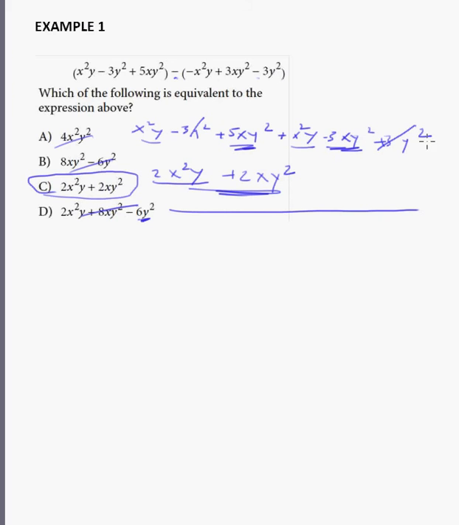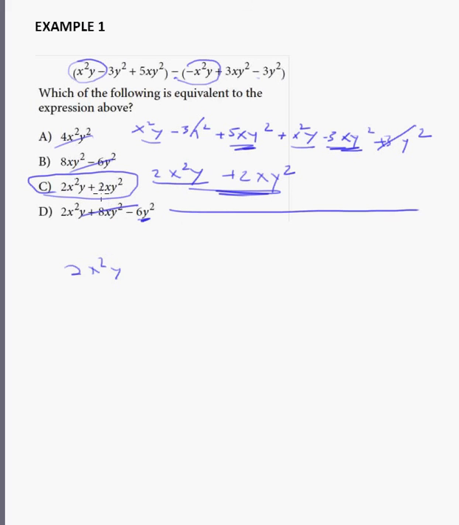If your algebra is not good, you can also focus on some of the individual ones. For instance, I'm going to say, well, let me take a look at the x squared y. I have an x squared y term here. This becomes an x squared y term. This becomes minus minus, so that gives me plus. So that gives me 2x squared y. So that eliminates a and b as well.